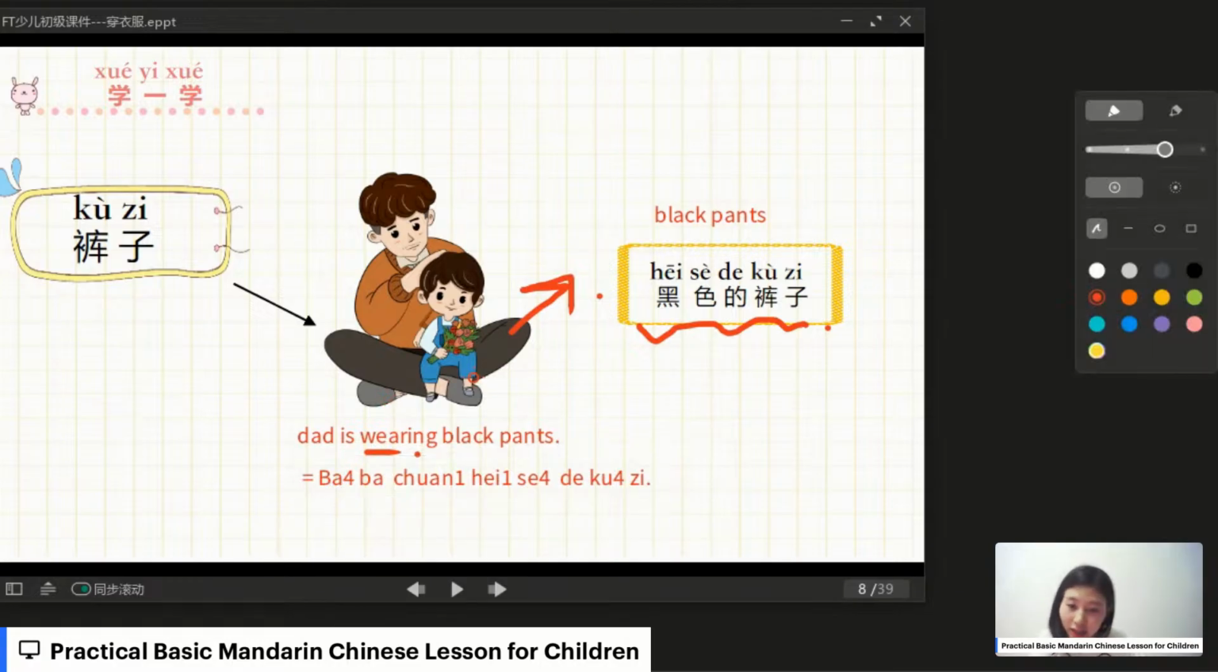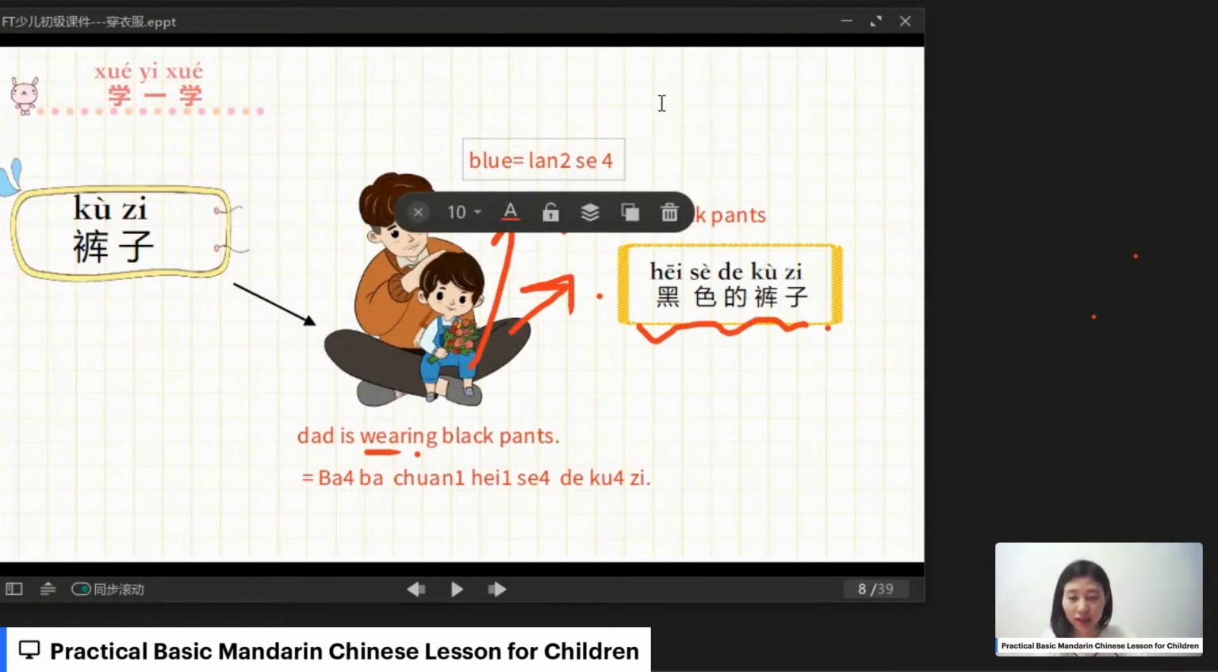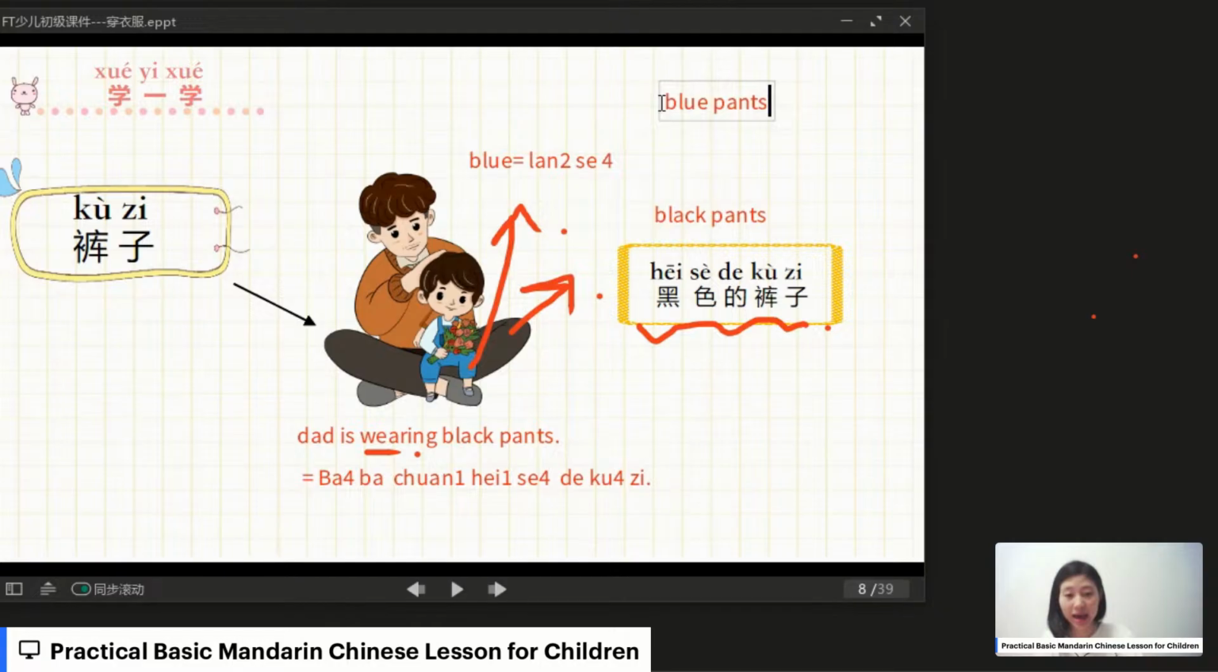Okay. So let's see this little boy, right? This little boy is wearing, I think it's blue, right? The blue pants. So how can we say blue in Chinese? Okay. So blue, that would be 蓝色. Only 蓝色. 蓝色. When we say blue pants, that will be 蓝色的裤子. Okay. 蓝色的裤子. This is the blue.